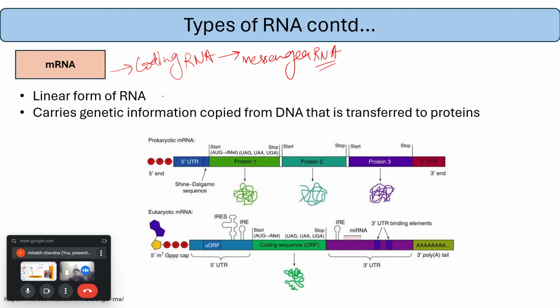So this is the only linear form of RNA that we see inside the body because it doesn't form any secondary structure. As we know, in the case of proteins we call the linear form the primary structure of the protein. So this is the primary structure of RNA.